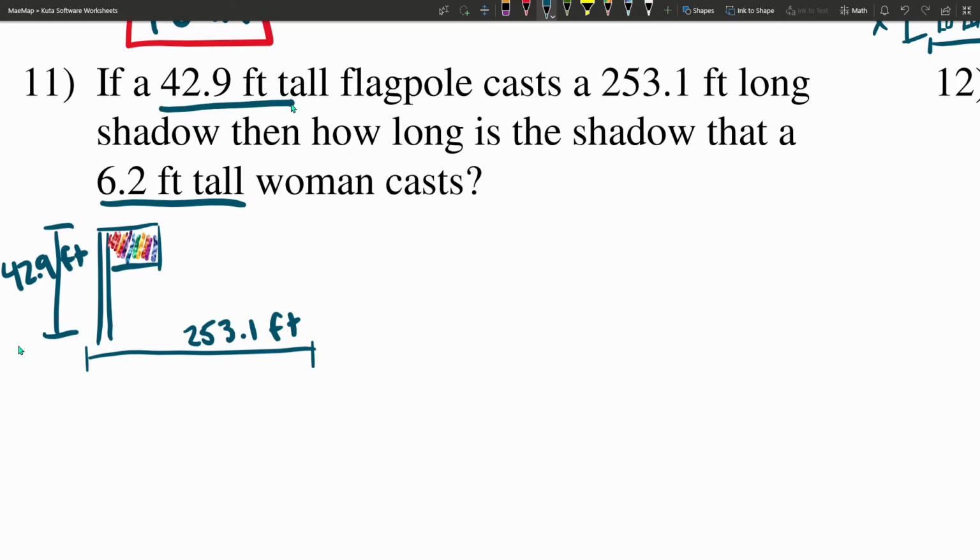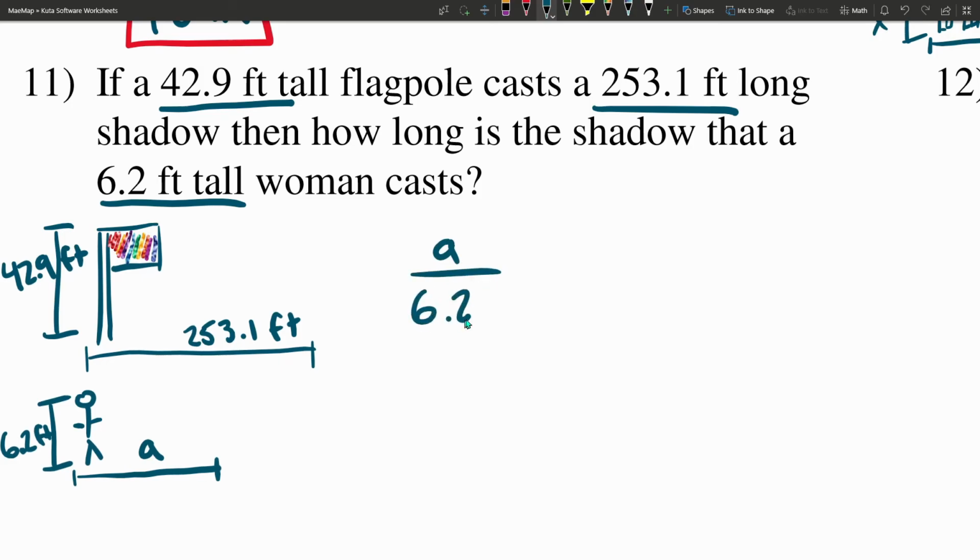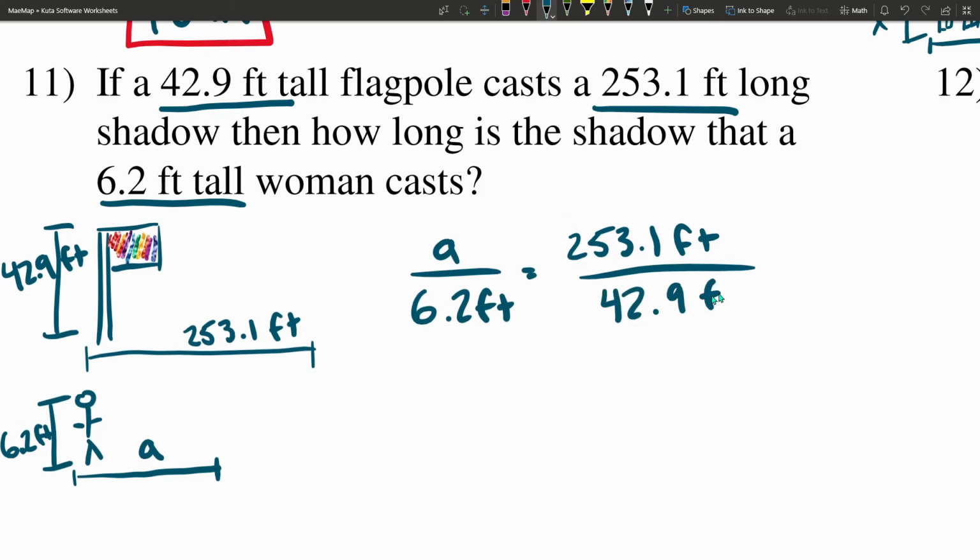So we know the height of the flagpole, the length of its shadow, we know the height of a woman. So how long is her shadow? That is our unknown. And let's make this unknown A. So if we're solving for A, we're going to have to set up some proportions. And remember, it's easier if we keep our unknown in our numerator, so it's a one-step equation. So I'm going to say that A over 6.2 feet is equal to 253.1 feet over the height of that flagpole, 42.9 feet.